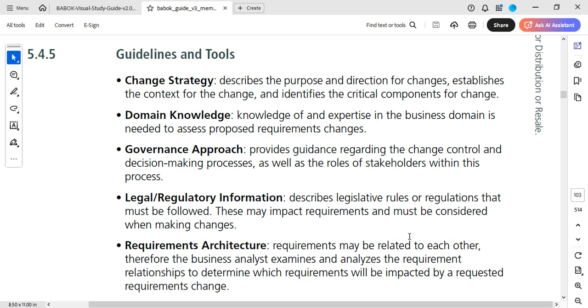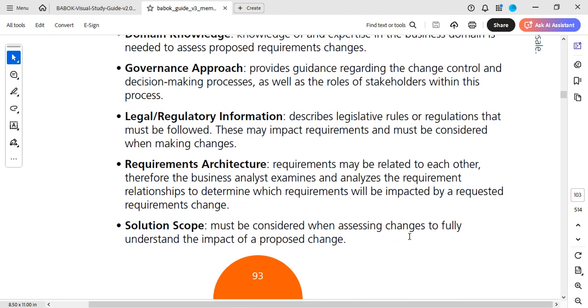Governance approach provides guidance regarding the change control and decision-making processes, as well as the roles of stakeholders within this process. Legal regulatory information describes legislative rules or regulations that must be followed. These may impact requirements and must be considered when making changes. Requirement architecture. Requirements may be related to each other. Therefore, the business analyst examines and analyzes the requirement relationships to determine which requirements will be impacted by a requested requirement change. Solution scope must be considered when assessing change to fully understand the impact of a proposed change.